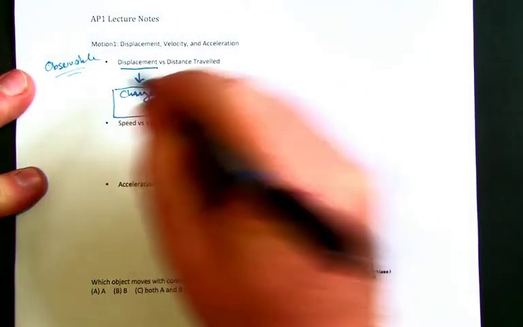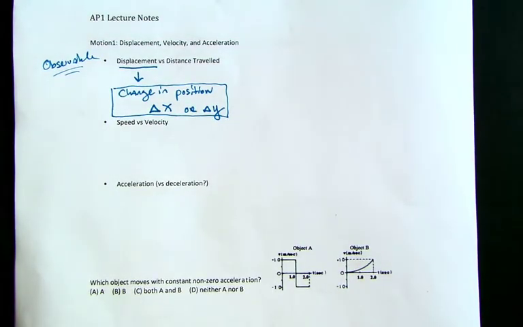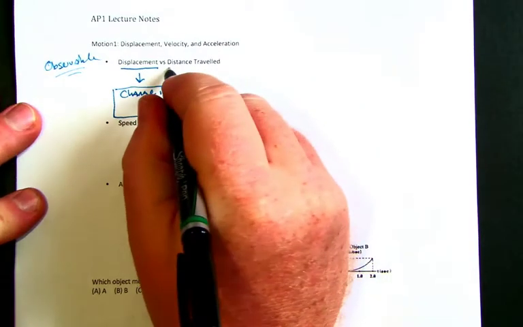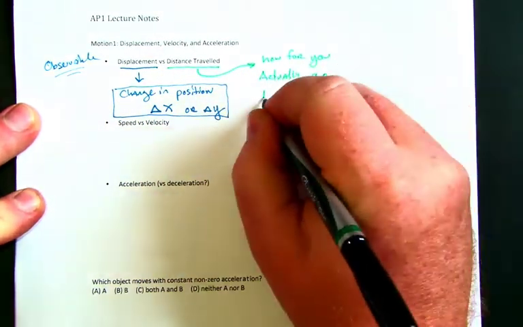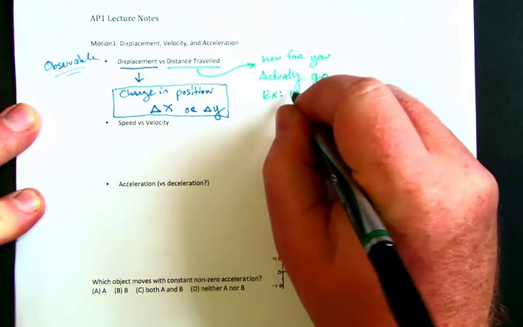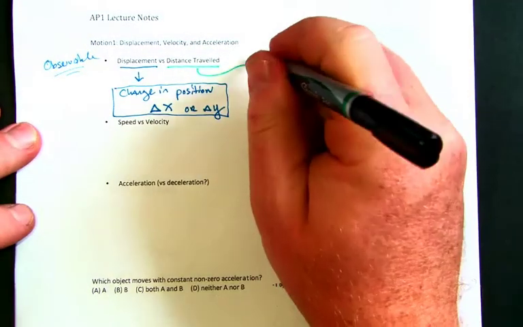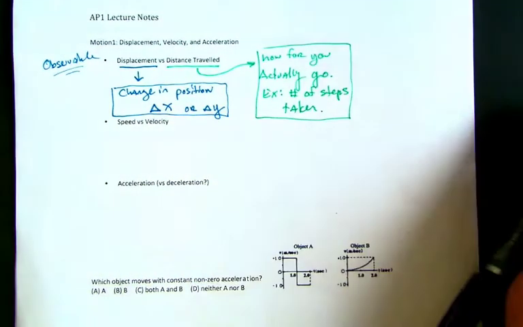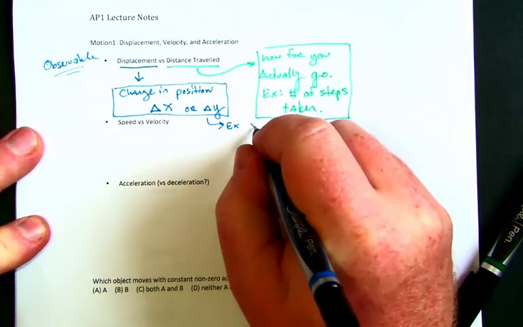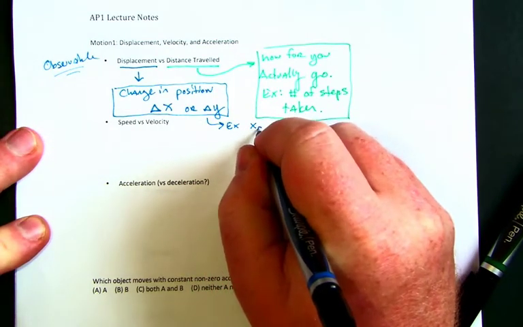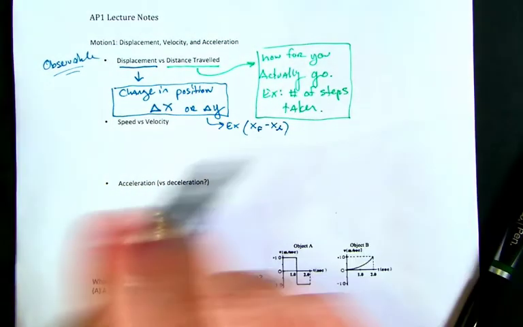Now, what's very often confused is people look at distance traveled and think that's displacement. Distance traveled is a little bit different. This is how far you go, for example the number of steps taken. That's distance traveled. But change in position would be position final minus position initial. That would be your change in position. Let me give you an example.